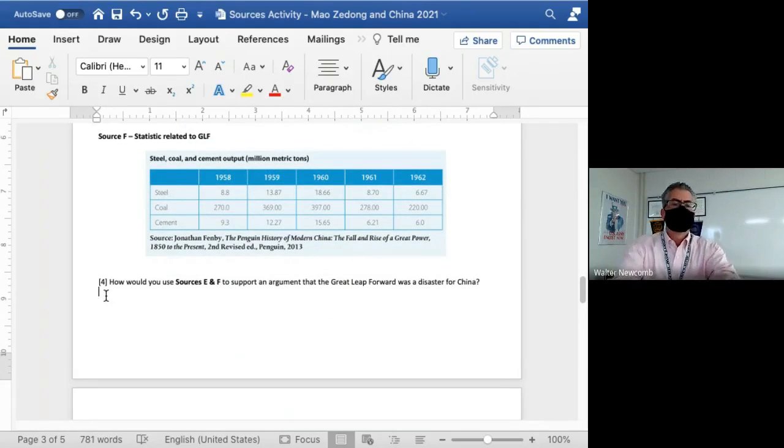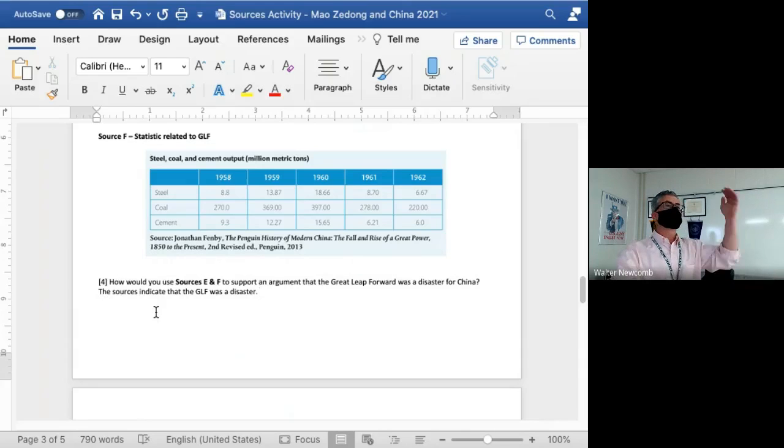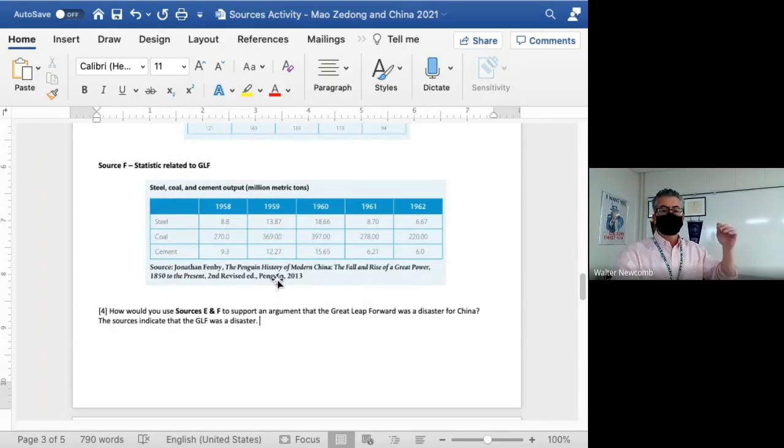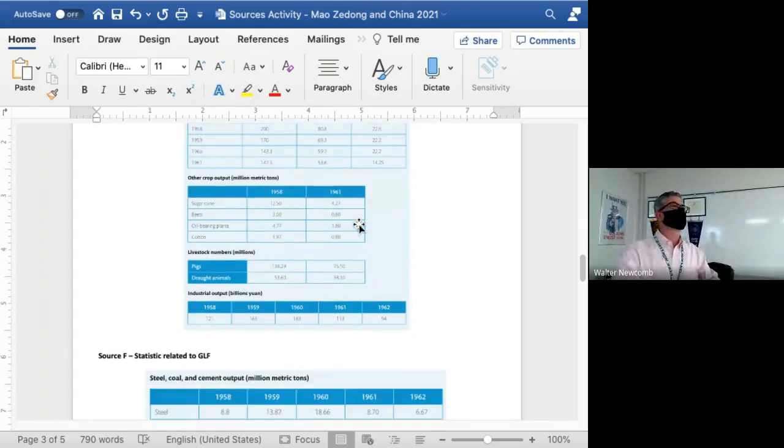What do the sources indicate? They indicate that it was a disaster. How big of a disaster was it? It's huge. All right. But let's talk about specifics. So when you look at these, coal declined, steel declined, cement declined, animals, all those numbers declined. Why?